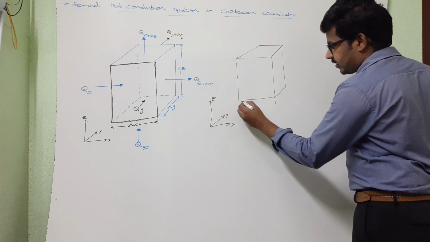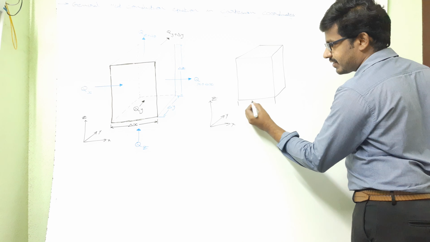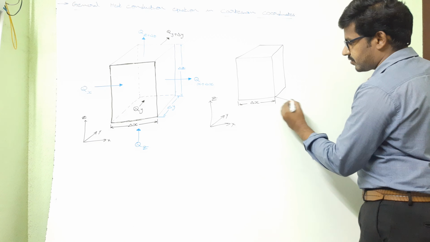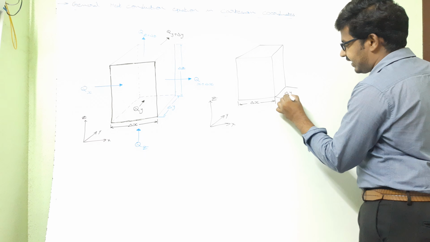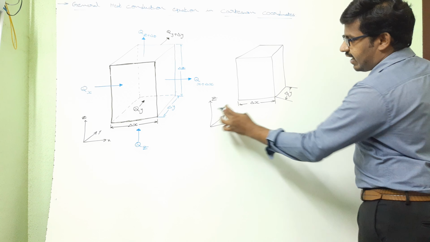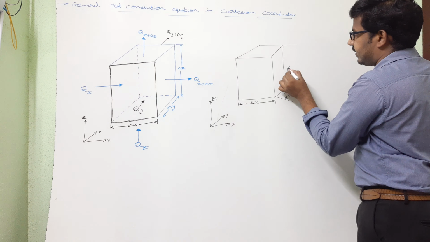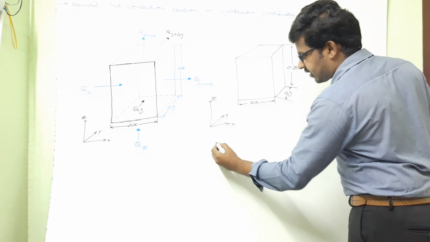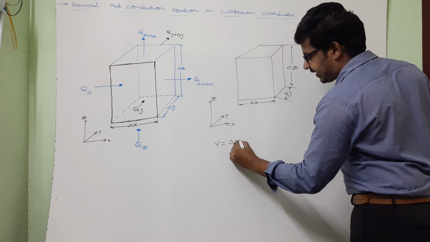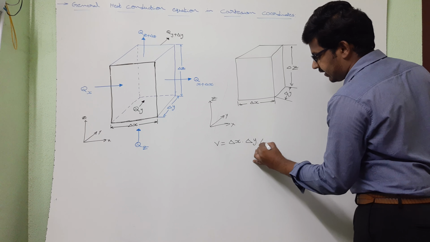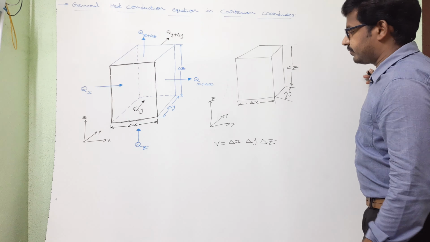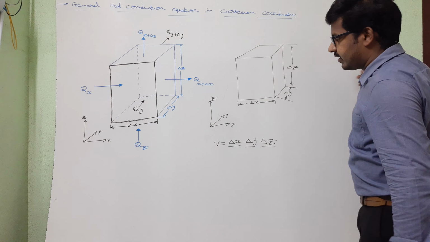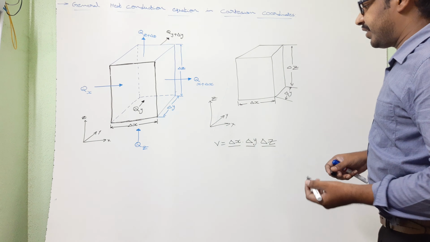The volume of the Cartesian coordinate system along the x-axis is delta x, along the y-axis delta y, and along the z-axis delta z. This is the volume of the Cartesian system: V equal to delta x into delta y into delta z. This is the volume of the Cartesian coordinate system.